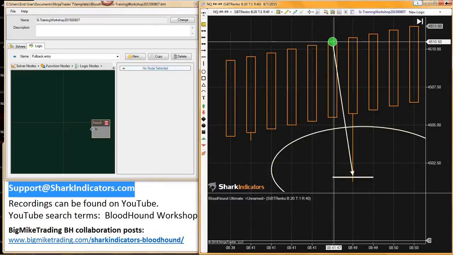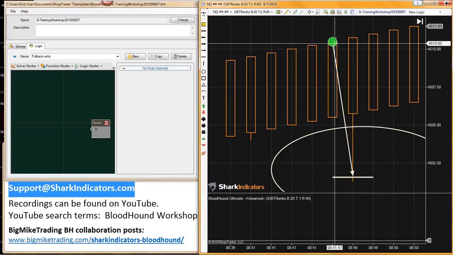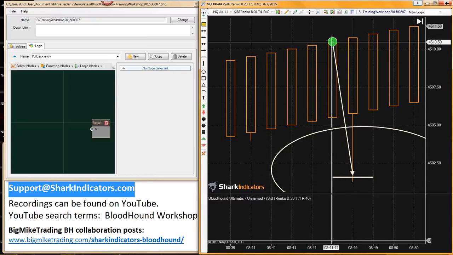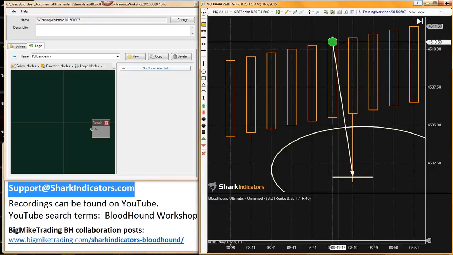So in this case, the NQ runs in quarters, and so this is a 9-point difference. So 36 ticks is our offset. All right, so now that I've measured how many ticks this offset is, now I can set up my solver.